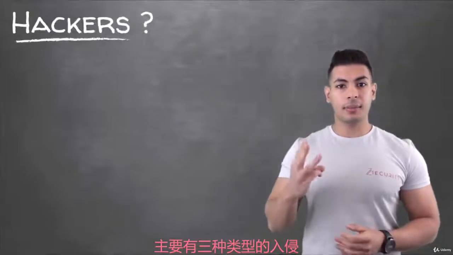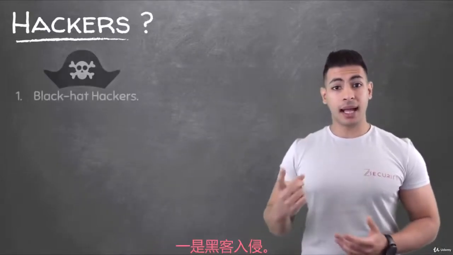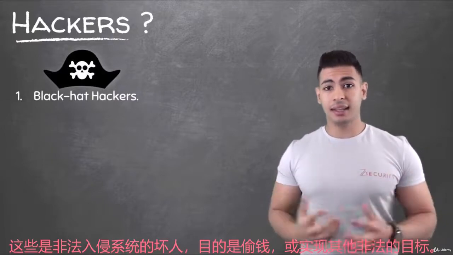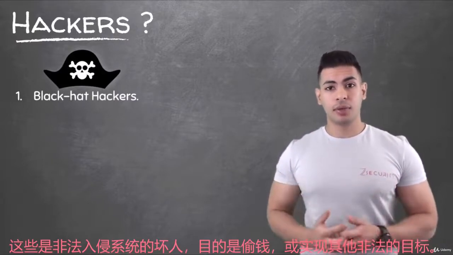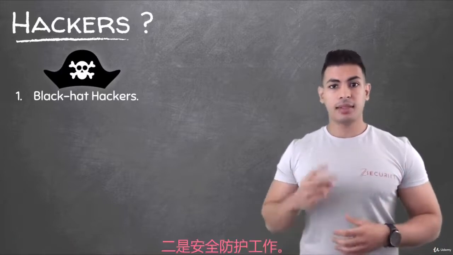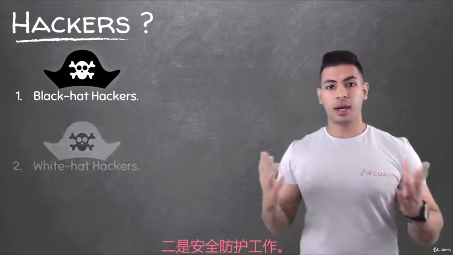Now, there are three main types of hackers. We have the black hat hackers. These are the bad people that hack systems illegally in order to steal money or to achieve their own illegal goals. The second type of hackers are the white hat hackers.